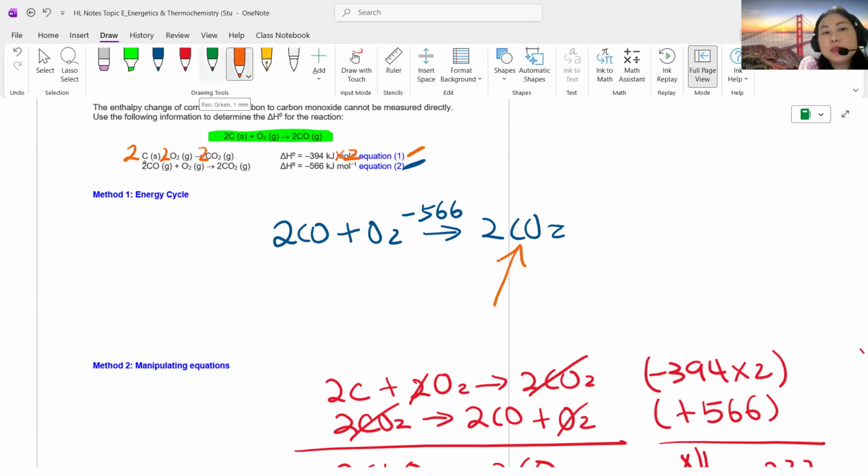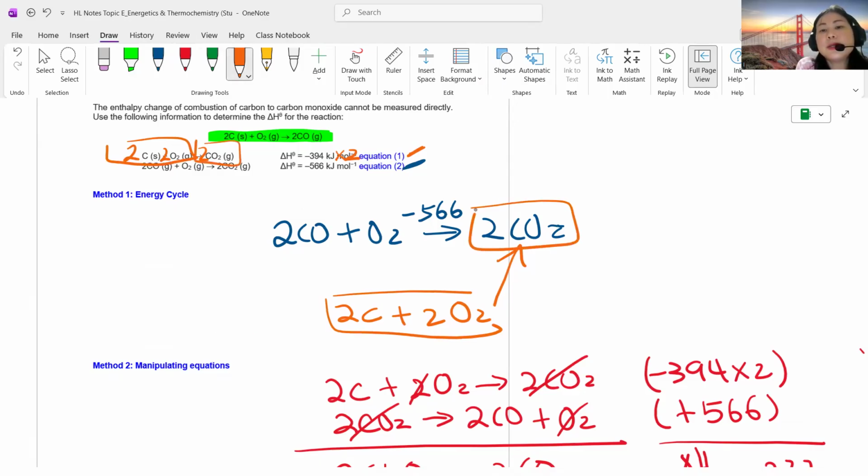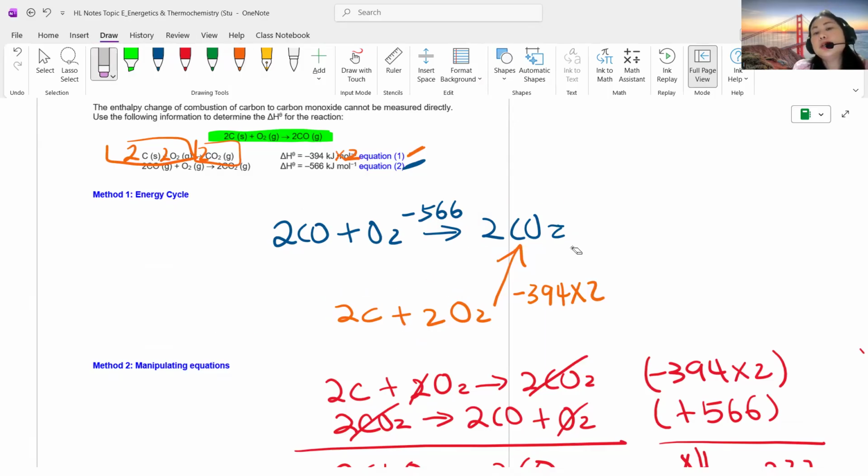Before the arrow, these are the items that are before the arrow, 2C and 2O2. So I have to write down 2C plus 2O2, right? So I'm hiding equation 1 here. This is the start, and this is the end. And the value here would be minus 394 times 2. Why times 2? Because I multiplied by 2 throughout, right? So I have to times 2. So this is one part, equation 1 done.